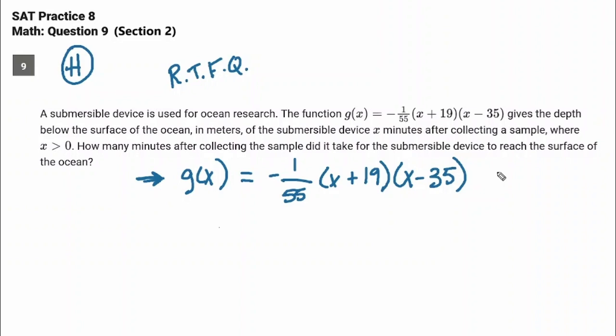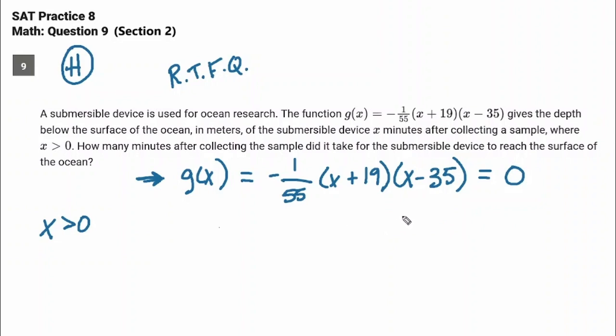So what do we want this function to be? It says depth below the ocean. We want to get to the surface of the ocean. So how much under the ocean do we want to be if we're at the surface of the ocean? We want it to be 0. Right, the only thing you can manipulate here are the x's. This negative 1 over 55 is not going to change. The 19, the 35, nothing's going to change. Also, and this is important, x has to be bigger than 0. So how can you get this thing to be 0?